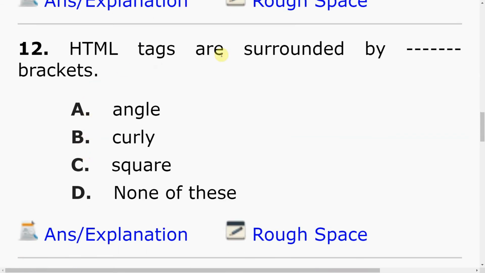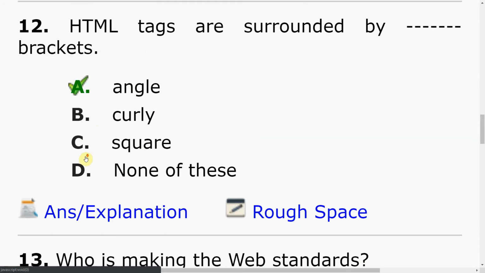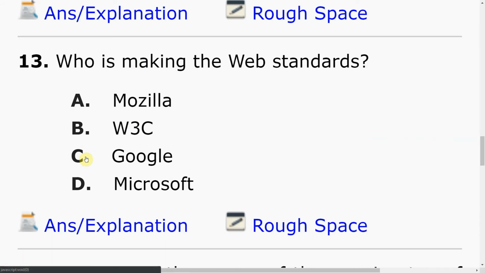Question 12. HTML tags are surrounded by which brackets? A. Angle, B. Curly, C. Square, and D. None of these. And the correct answer is A. Angle. Question number 13. Who is making the web standards? Mozilla, W3C, Google, and Microsoft. The correct answer is B. W3C.